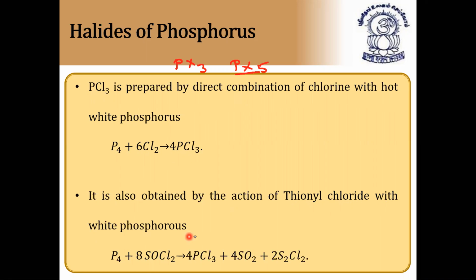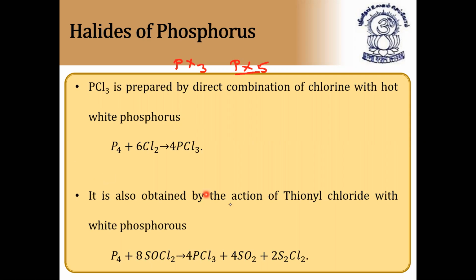SOCl2 with white phosphorus. Almost in all the reactions we write using phosphorus, that is based on white phosphorus only, because white phosphorus is most reactive. So definitely we'll take only white phosphorus. That's why, of the following allotropes, which is most reactive means white phosphorus. White phosphorus is most reactive.